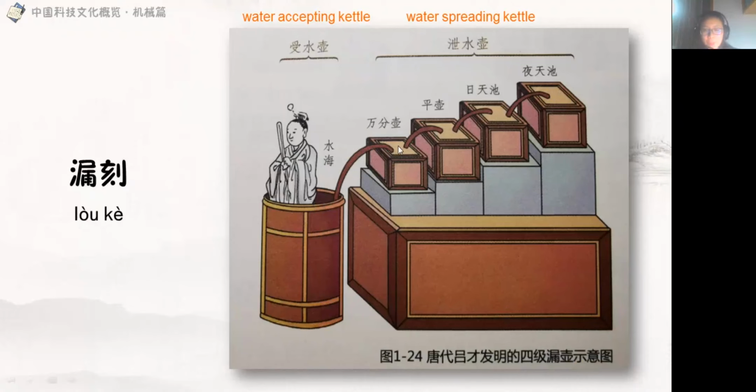Okay, do you know why they set four kettles here? These four are water spreading kettles, 泄水壶. Why are there four containers? Never heard about this, Lucy. Sorry. Let's see. I'll introduce.